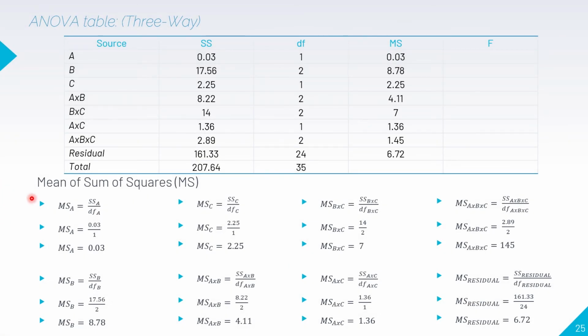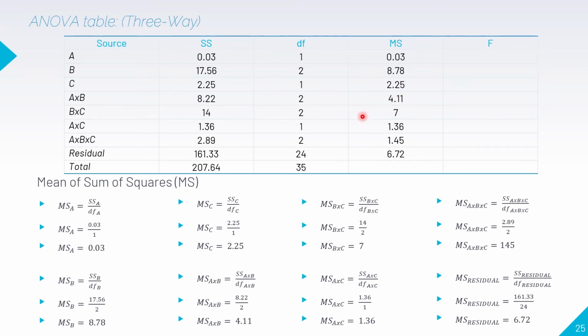Next, let's find our mean sum of squares. Our mean sum of squares for A is SSA over dfA. So we just need to divide this by our df. 0.03 divided by 1 is 0.03. 17.56 divided by 2, we have 8.78, and so on.